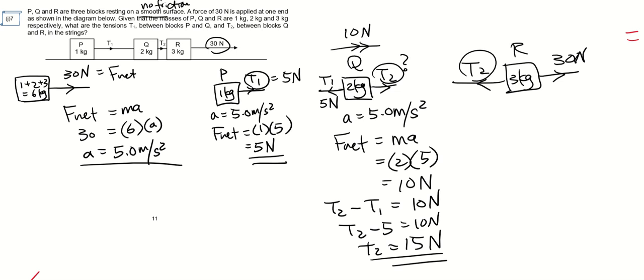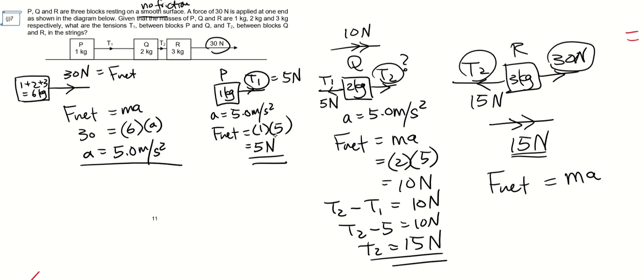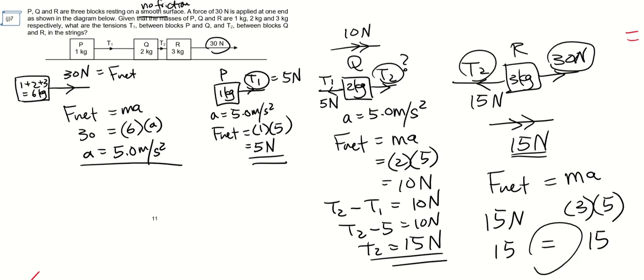Okay, so T2 should have a force of 15 Newton, and I have a pulling force of 30 Newton. So the resultant force is 15 Newton, right? If my 15 Newton, my F net, is correct, it should correspond to the formula. So my F net on the left hand side is 15 Newton. Now, what is the mass of R? It is 3 kg. What is the acceleration of R? It is 5. So I will get 15 here, I get 15 here, and they are equal to one another. That means all the forces are correct and accounted for.